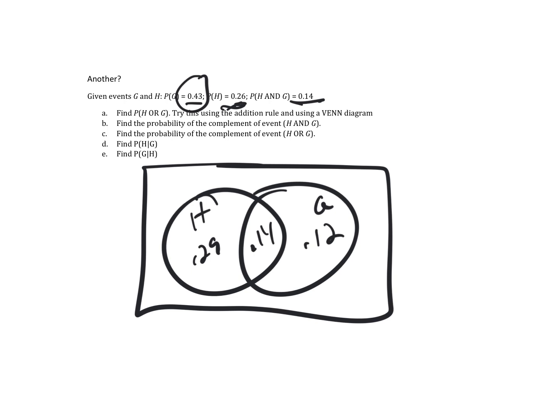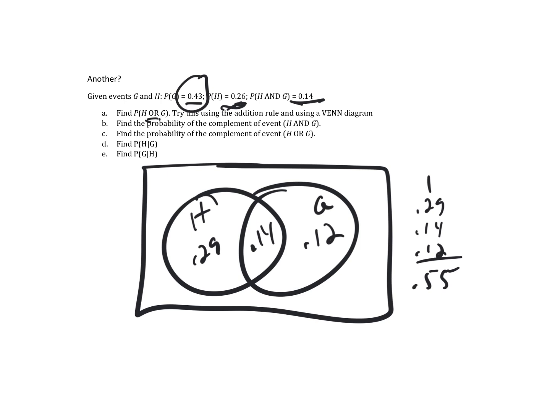And then what's the probability of H or G? Well, I just have to add up those 3 areas. So that'd be 0.29 plus 0.14 plus 0.12. I'll do this by hand: 0.55.